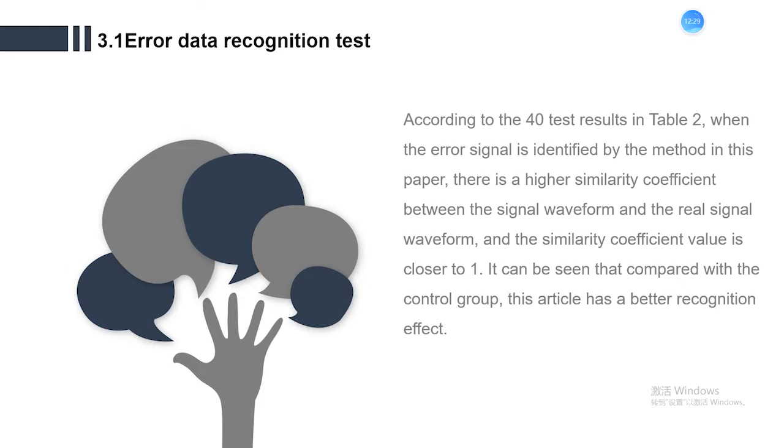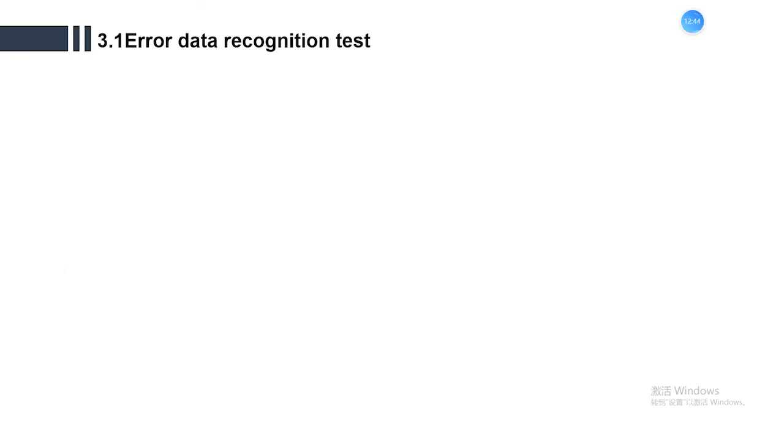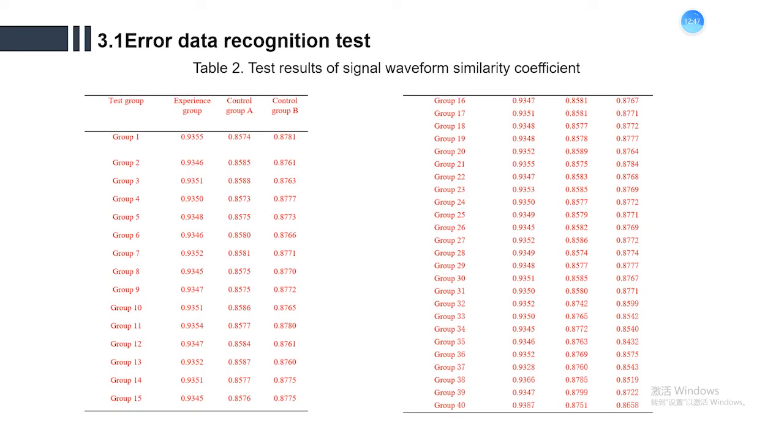In the 40 tests, the statistical results of the error signal waveform similarity coefficient of the three test groups are shown in Table 2.